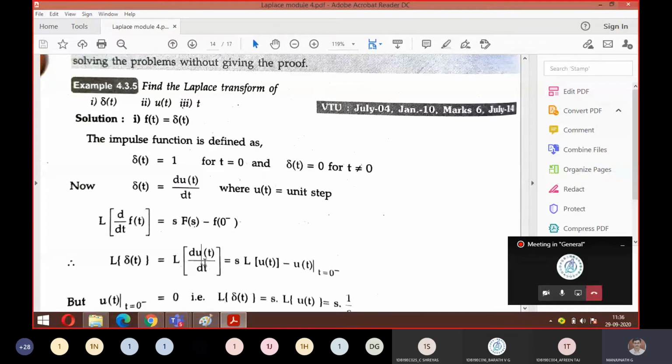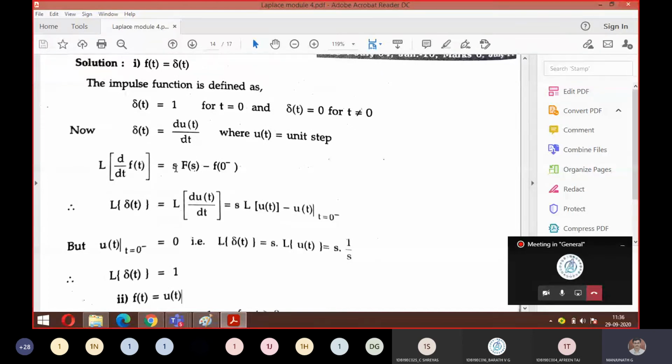Now, according to this and the previous formula, just compare and tell me what is written there. s is common, so s is written as it is. What is f of s now? f of s is L of u of t, correct? So this should be written here, and minus f of 0 minus, which is minus u of t. So everyone got what we wrote? I am just writing the impulse function in terms of our real differentiation formula. Any doubts with this step? Any doubts with that step? s times L of u of t minus u of t. Any doubts?